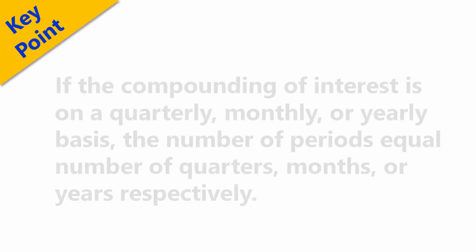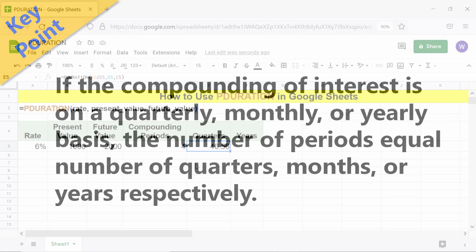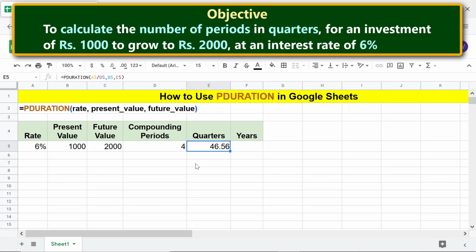Key point. If the compounding of interest is on a quarterly, monthly, or yearly basis, the number of periods equal number of quarters, months, or years respectively. Now, let's convert quarters to years. Divide number of quarters by number of compounding periods per year.